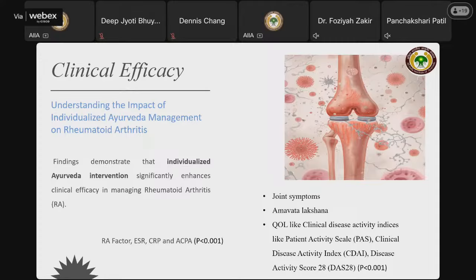So to conclude, understanding the impact of the individualized Ayurveda management in rheumatoid arthritis, especially when we look at this aging population, we could find the intervention significantly enhances the clinical efficacy in managing rheumatoid arthritis. All these factors, including RA factor, ESR, CRP, ACPA, had shown significant results. Even the quality of life symptoms like clinical disease severity, patient activity scale, disease activity index and disease activity score all showed significant reduction after the treatment in the patients who underwent the treatment clinically.